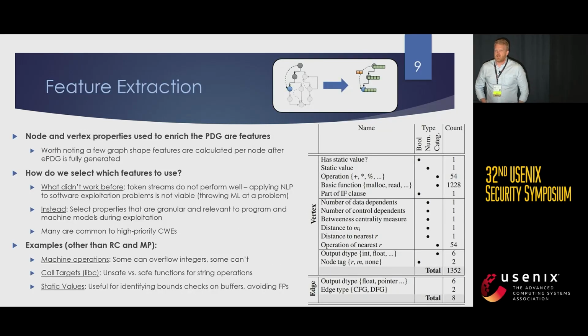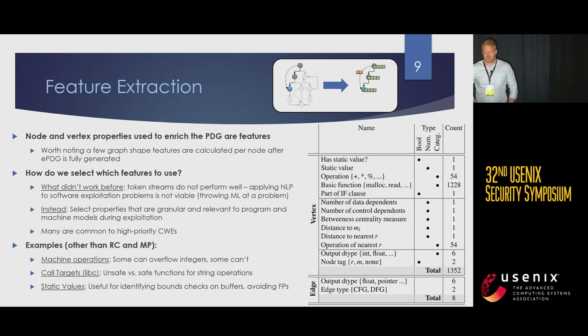So before we move on to how the graph model is actually trained, I want to spend just a brief moment talking about some of the features that we extract within the PDG. I mentioned a couple of examples earlier, but I want to give some general guardrails and guidance for how to select these features. Prior efforts have tried to take token streams or tried to use ePDG or PDGs naively, and ultimately they had results that were fairly limited.